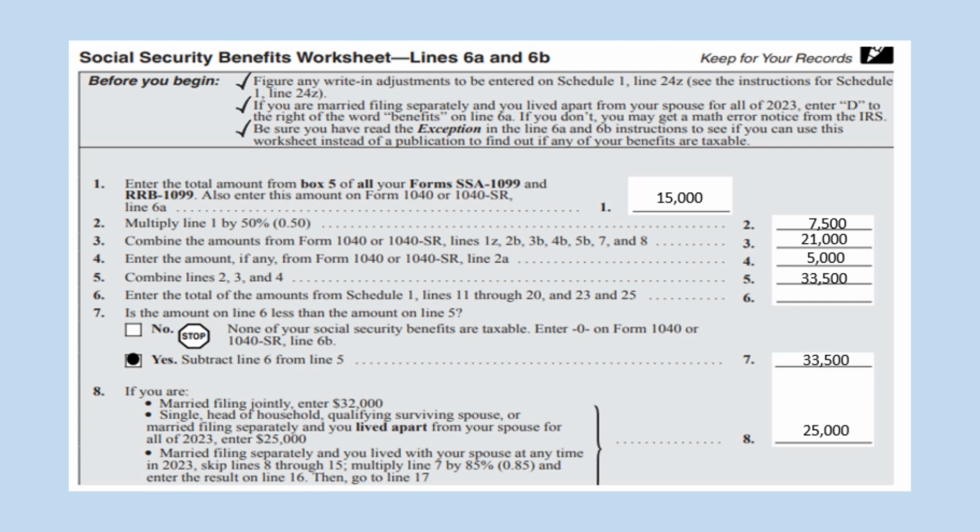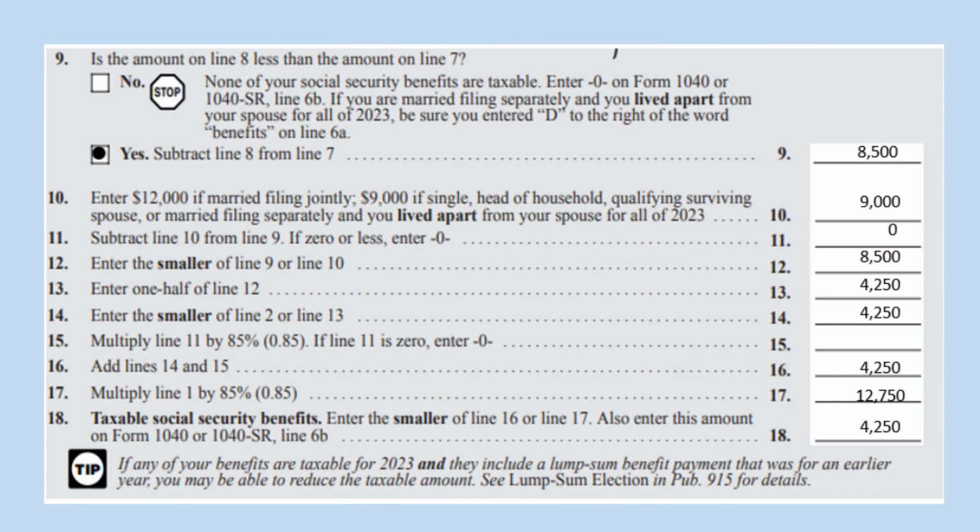Since we don't have an amount from Schedule 1, line 6 will be left blank. We will subtract line 6 from line 5 for $33,500 on line 7. On line 8, we will enter $25,000 as you are single. On line 9, we will subtract line 8 from line 7 to arrive at $8,500. On line 10, we will enter $9,000 as you are single. On line 11, we will subtract line 10 from line 9. Since it is less than 0, we will put 0 on line 11.